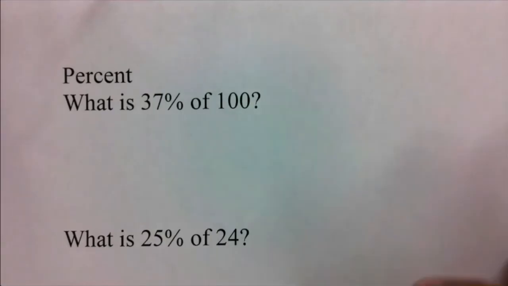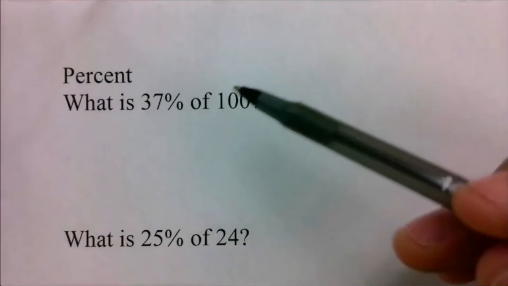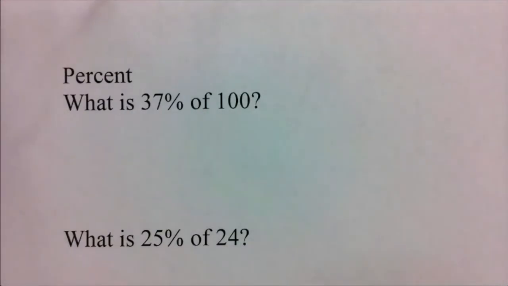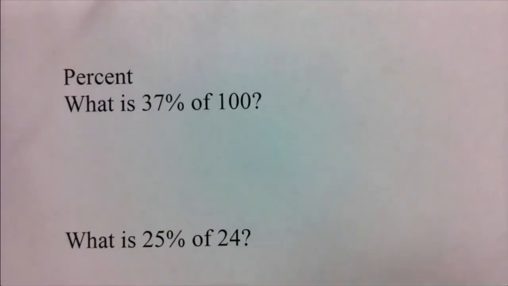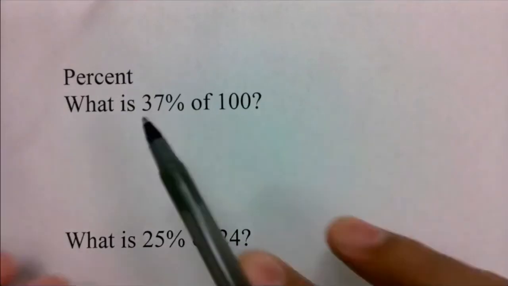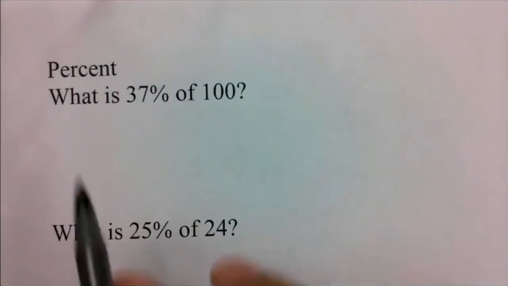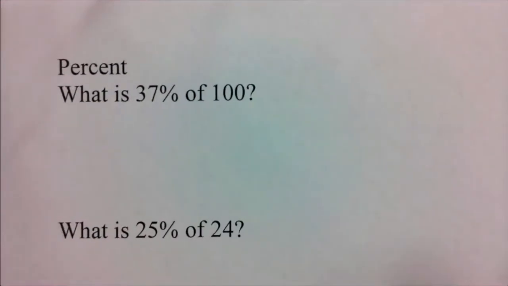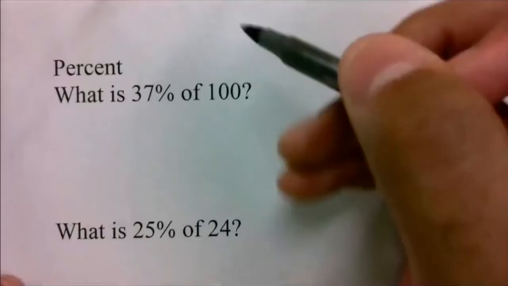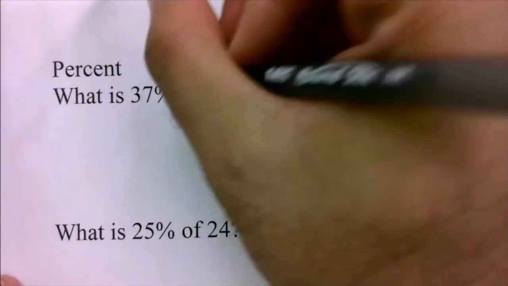All right, percents. So here we have a problem. Usually you will see these in more word formats. But the main thing about percents is you have to change this to decimal form. All right, so let's look at our problem here. It says, what is 37% of 100? Well, of tells us we're doing multiplication.